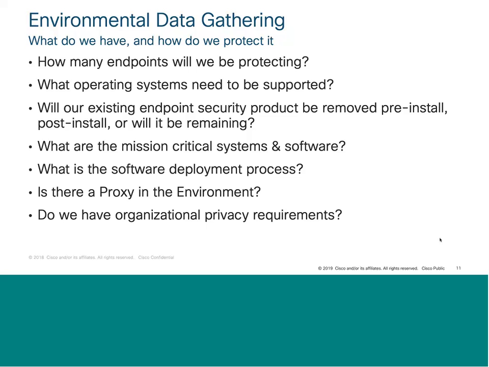Will our existing endpoint security product be remaining? Are we just bringing AMP in as an additional security product? Maybe our old license isn't expired yet. Maybe we decided we want to have coverage from multiple vendors. Either way, we can accommodate that. It's simply knowing ahead of time what we need. Knowing what our mission critical systems are. Do I have web servers, SQL servers, email servers? Do I have a file server that's hosting mission critical data that everybody in the enterprise needs to get to at any point in time and cannot be down? If so, what are those systems? Where are they located, and how am I going to handle those systems specifically?